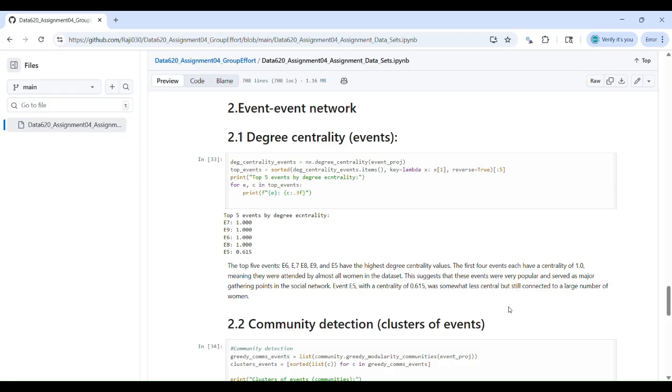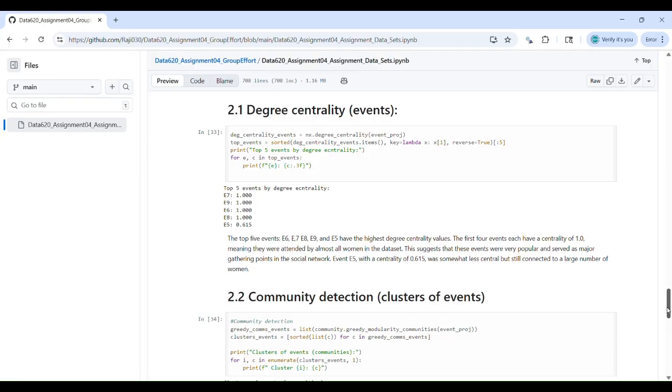So here the first four events each have a centrality of 1, meaning they are attended by almost all the women in the dataset. This suggests that these events were very popular and served as major gathering points in the social network. And also event 5, with a centrality a little bit lower than those four events, was somewhat less central, but still connected to a large number of women.